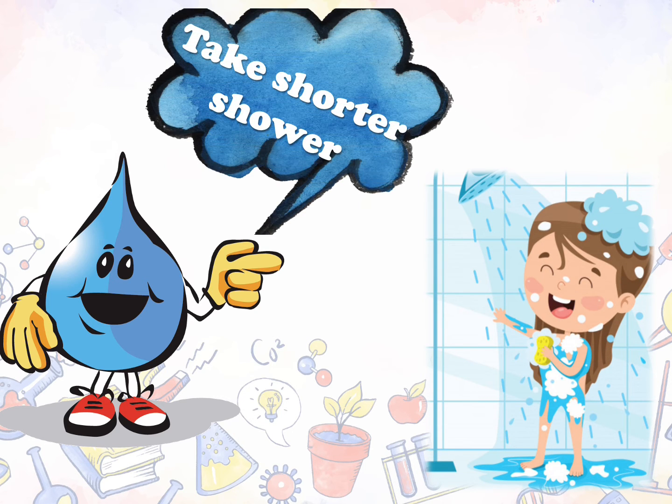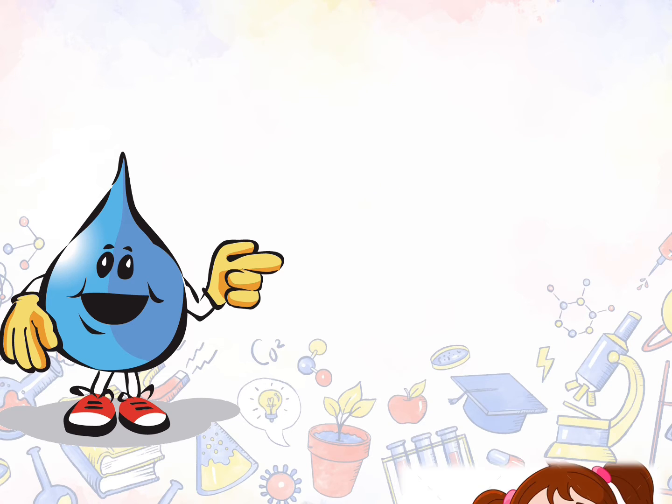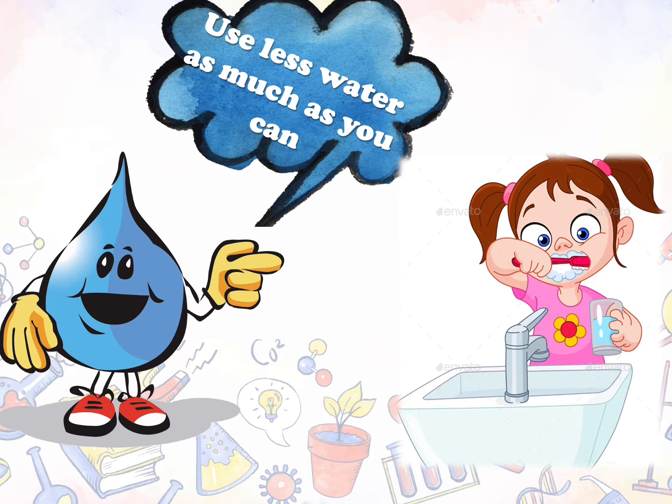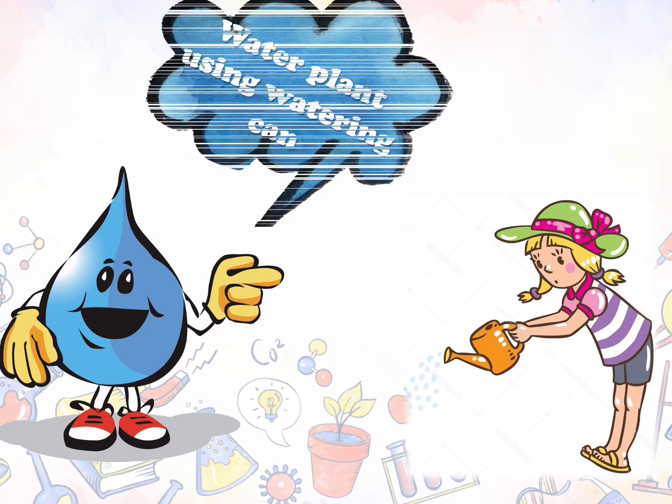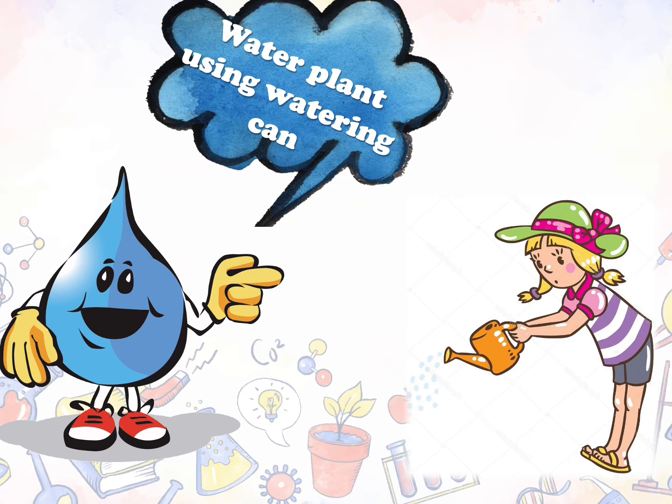Also, take shorter showers rather than longer showers and wasting time, or filling the bathtub with water and getting into it. You can also use less water as much as you can. Like the girl, she did not use the tap. She just filled a cup or a mug with water and used the water to brush the teeth. Because when you leave the tap open, you tend to waste more water. And also, water the plants using a watering can rather than a pipe or a hose, because you will be giving more water or wasting more water than you need.